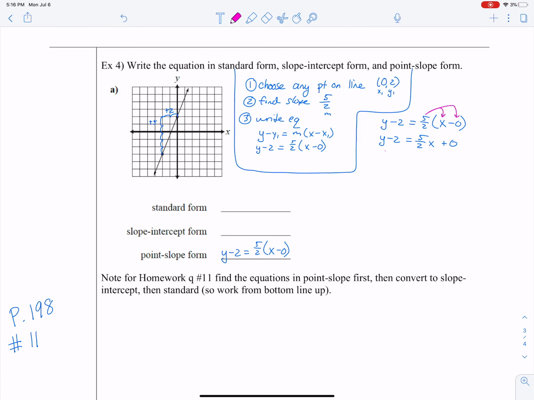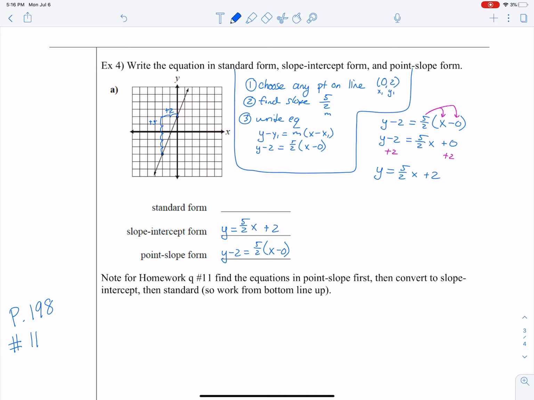Next, I need to isolate my y, so I'm going to add 2 to both sides. So I get y is equal to 5 over 2 x, 2 plus 0 is 2. So now that's slope-intercept form. So I write that here, y is equal to 5 over 2 x plus 2.